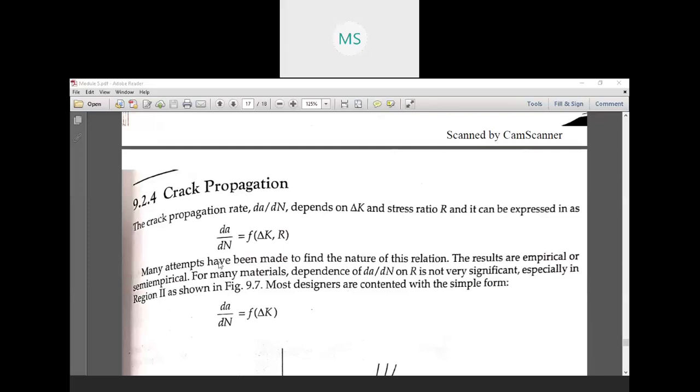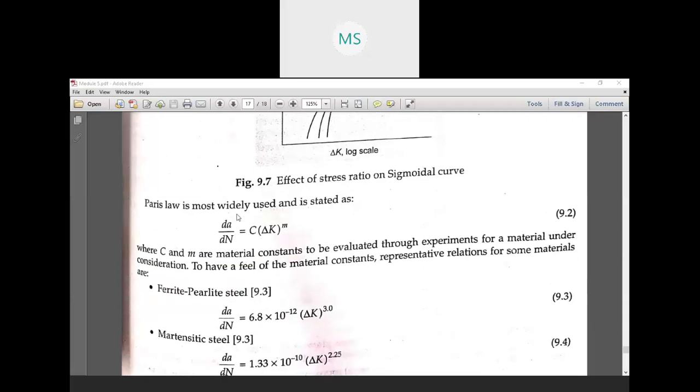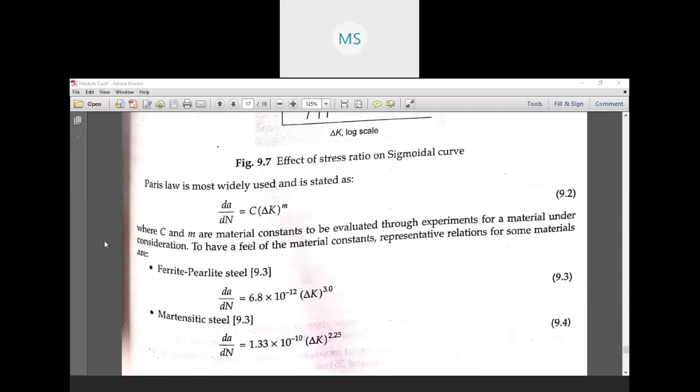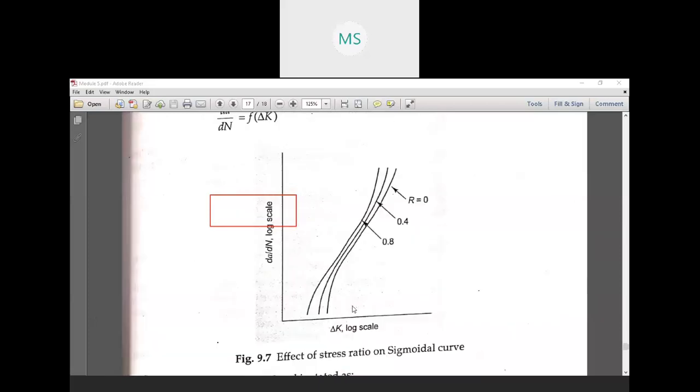If you remember, dA by dN equals, I will show you that equation. This is nothing but your Paris equation. So again they have discussed a little about that: dA by dN is equal to C into del K to the power M. If you remember, if not, I will discuss it again here a little bit so that you are reminded.